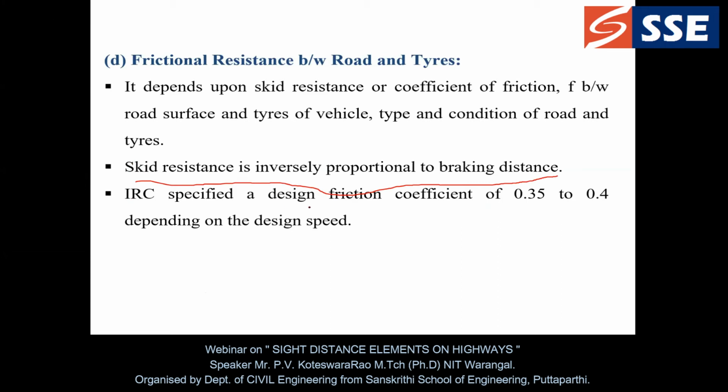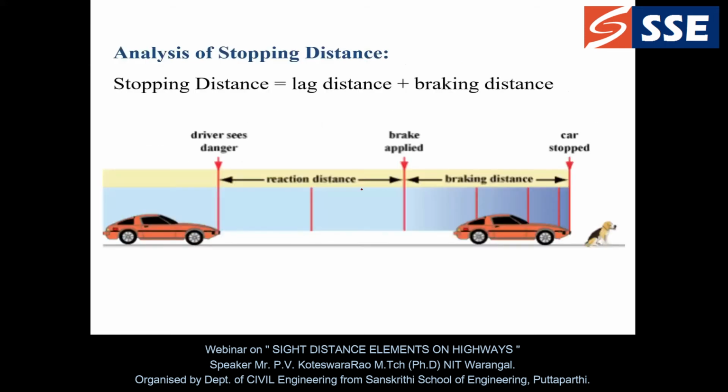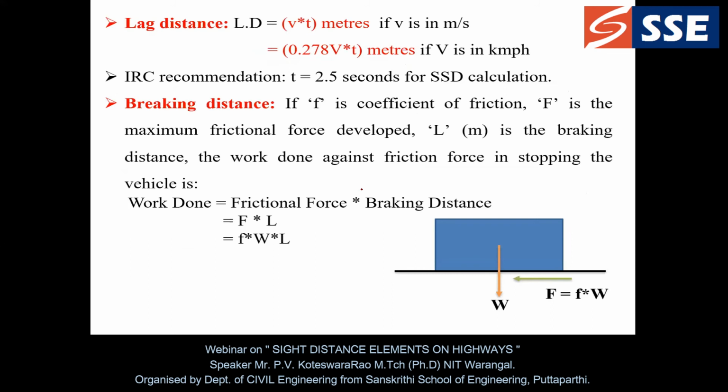IRC has specified a design friction coefficient of 0.35 to 0.4 depending on the design speed. So what is the friction coefficient as per the IRC codes? It is 0.35 to 0.4 based on the design speed. I think I have given these values in the next slide. I will explain there.